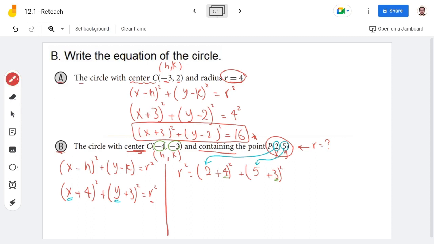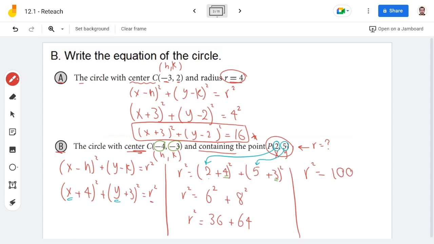Now simplify everything. So r squared equals 2 plus 4, sorry, 2 plus 4 is equal to 6, 6 to the power of 2, plus 5 plus 3 is equal to 8, 8 to the power of 2. Now simplify more. 6 to the power of 2 is equal to 36, plus 8 to the power of 2 is equal to 64. Now add them together. So r squared is 36 plus 64, which is equal to 100.